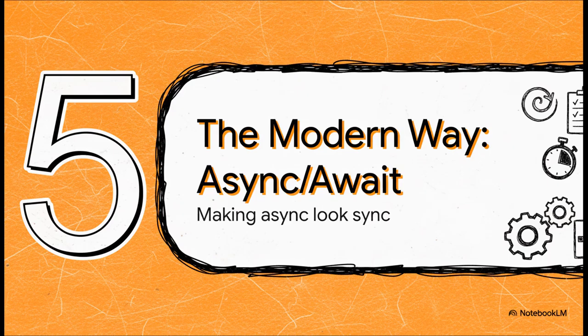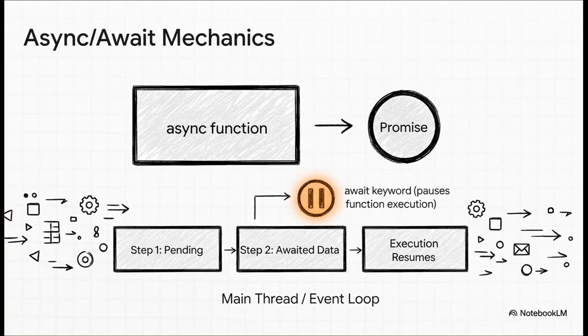Promises are awesome, no doubt. But what if we could make the code look even cleaner? Well, that brings us to the most modern and, frankly, the most readable way to write async code today: async and await. So how's this work? Well, async/await is really just a beautiful new syntax built on top of promises. When you mark a function as async, you're basically telling JavaScript, hey, this function will always return a promise.